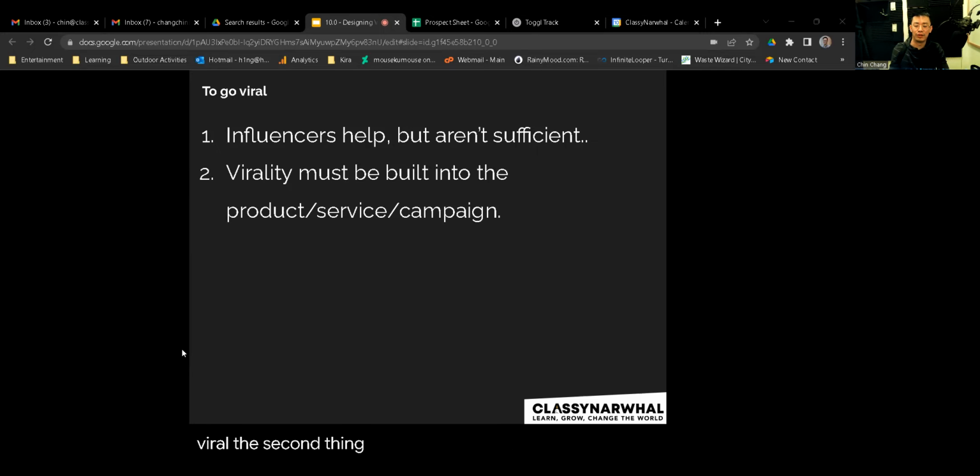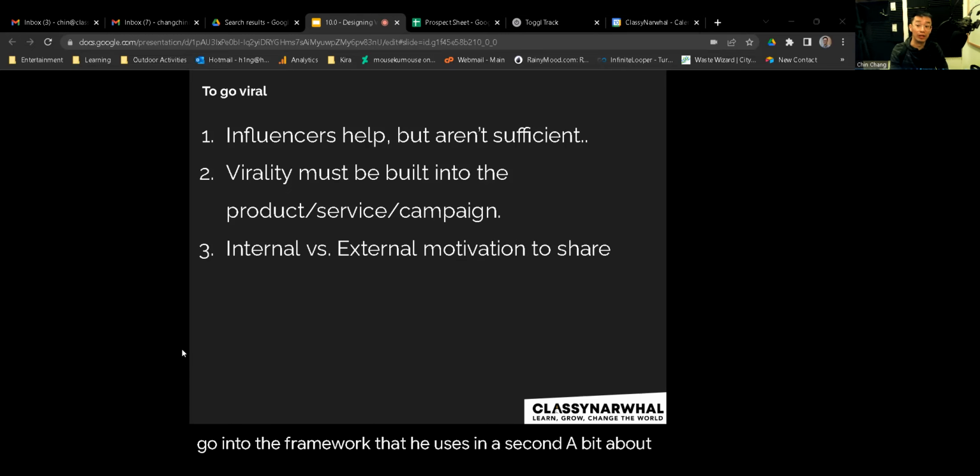The second thing is he talks about how virality needs to be built directly into the campaign, or the product or the service. So it's not just having a product and running something that is kind of cool, kind of interesting, and people will naturally want to share it. He talks about putting elements into the actual product or campaign that will make people want to share. I'll go into the framework that he uses in a second.